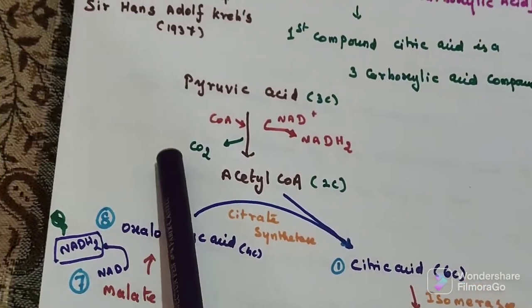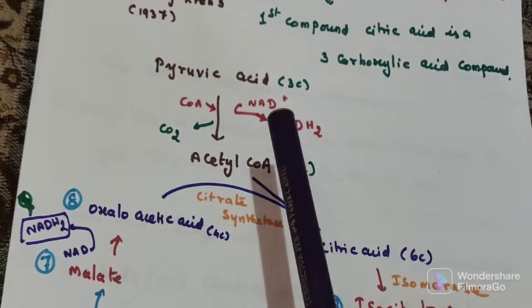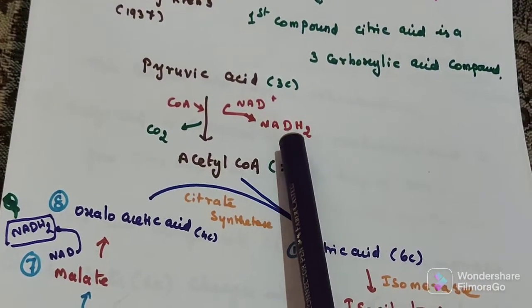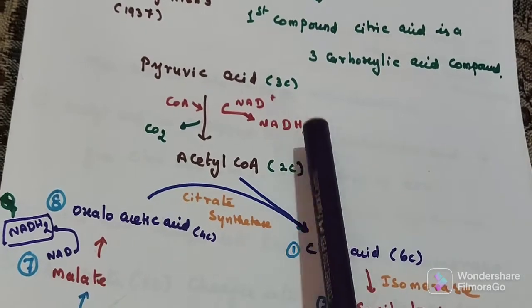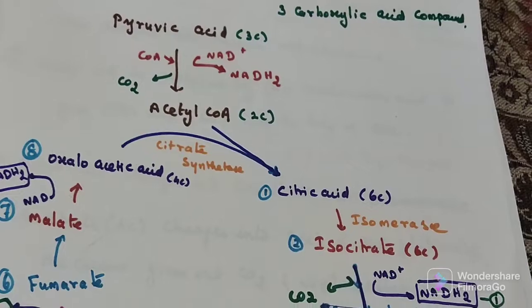This one is an oxidative decarboxylation process. So this NADH2 is not considered for ATP calculation. This one is separate. We will count only from here.